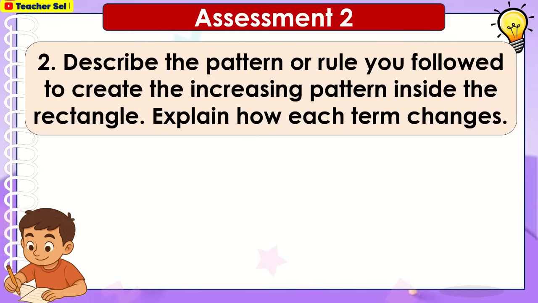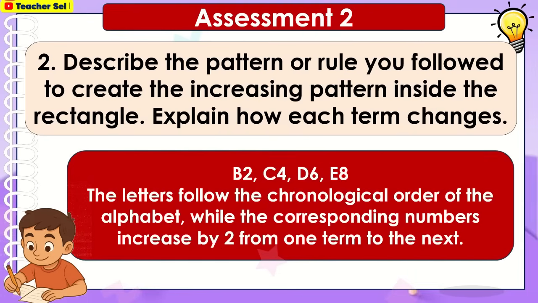Describe the pattern or rule you followed to create the increasing pattern inside the rectangle. Explain how each term changes. B2, C4, D6, E8. The letters follow the chronological order of the alphabet, while the corresponding numbers increase by 2 from one term to the next.